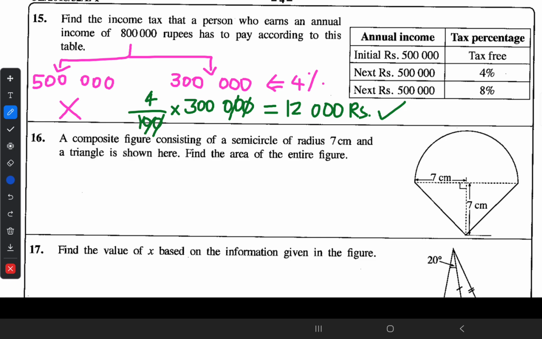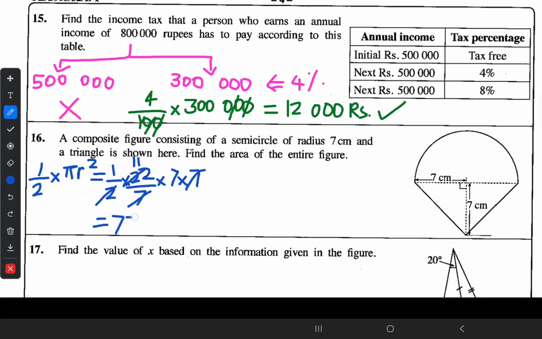First, the semicircle's area. For that one, half into pi r square. This is a semicircle. Half into pi, 22 upon 7, radius that is 7. 7 square means 7 into 7. This 7 simplified with this 7, 2 and 22 simplified 11 times. So 1 into 11 into 7, it would be 77 square centimeters. That's the area for this one.